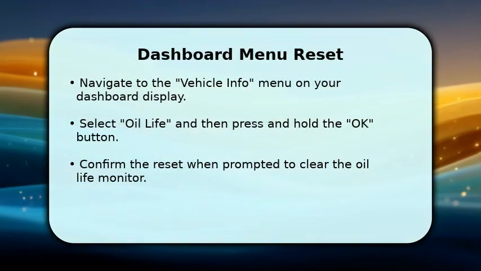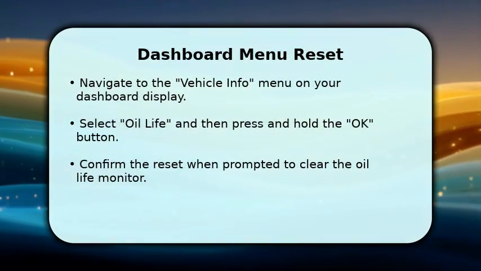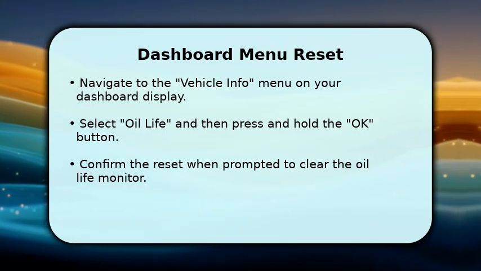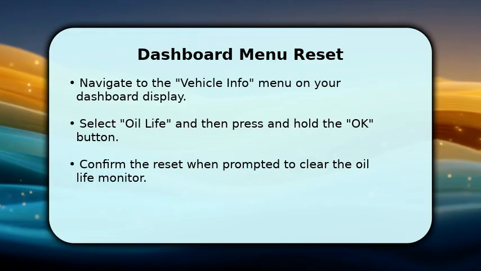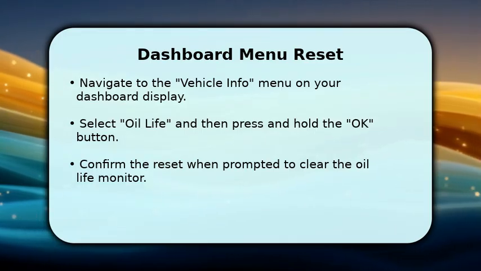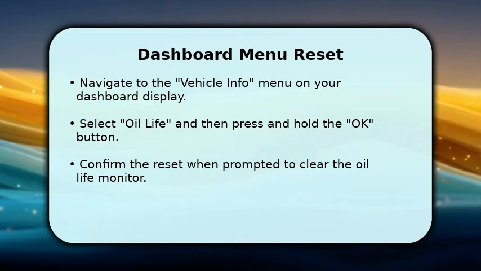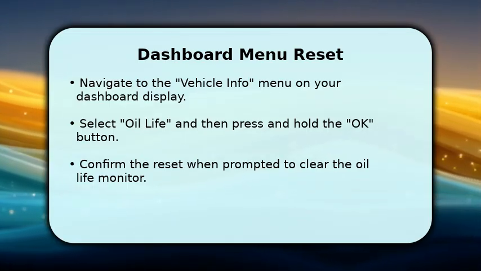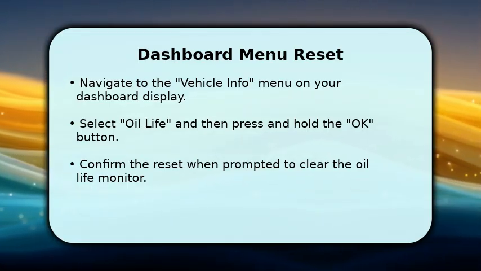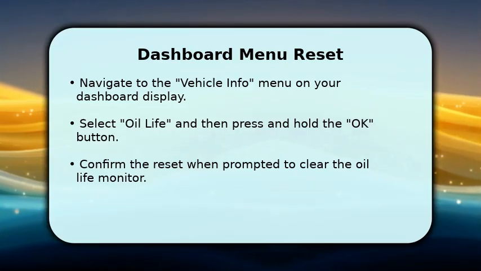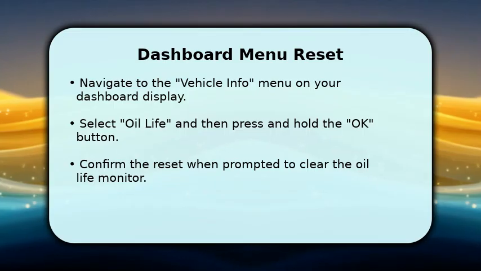If the pedal method doesn't work, don't worry, there's another way using your dashboard menu. Start by turning your ignition to the on position. Use the steering wheel controls to navigate to the vehicle info section on your display. From there, find and select Oil Life. Once highlighted, press and hold the OK button until the system prompts you to confirm the reset. Confirm, and your oil life should be back to 100%.